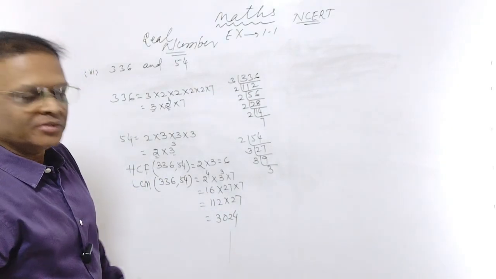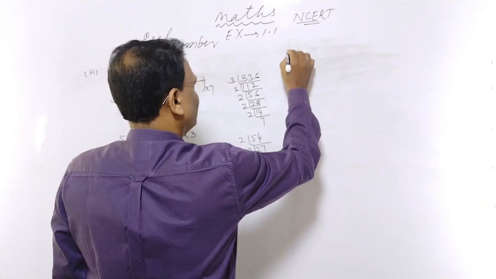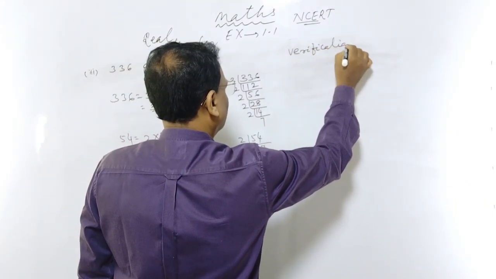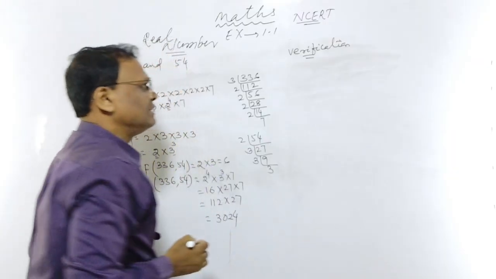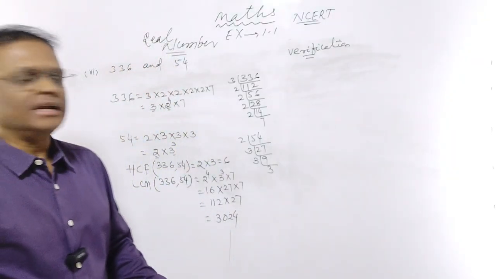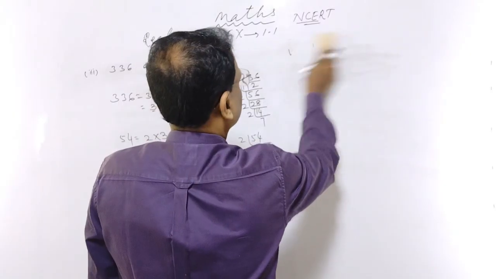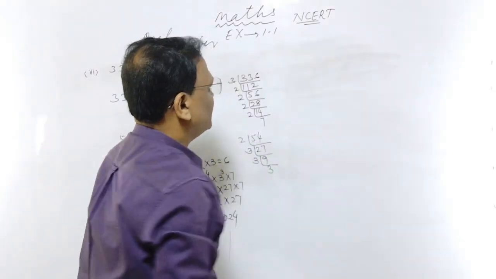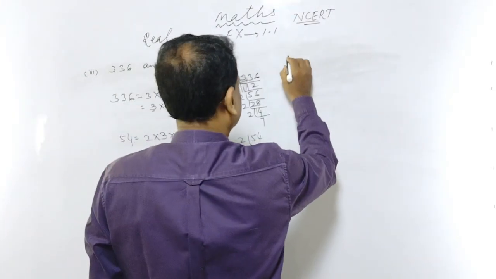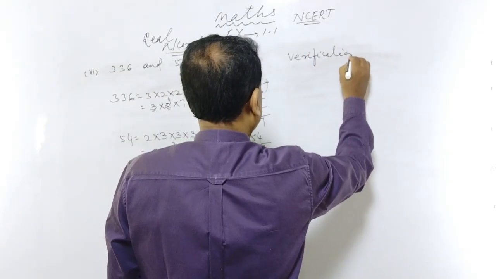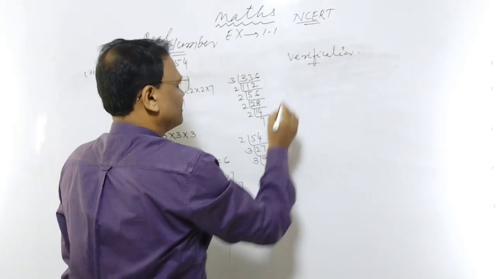Second part was what? Verification. So I have to verify. Second part is your verification part. मतलब आपको चेक करना कि HCF into LCM whether we are getting the product of two numbers or not. So therefore second is, let me write here, verification.